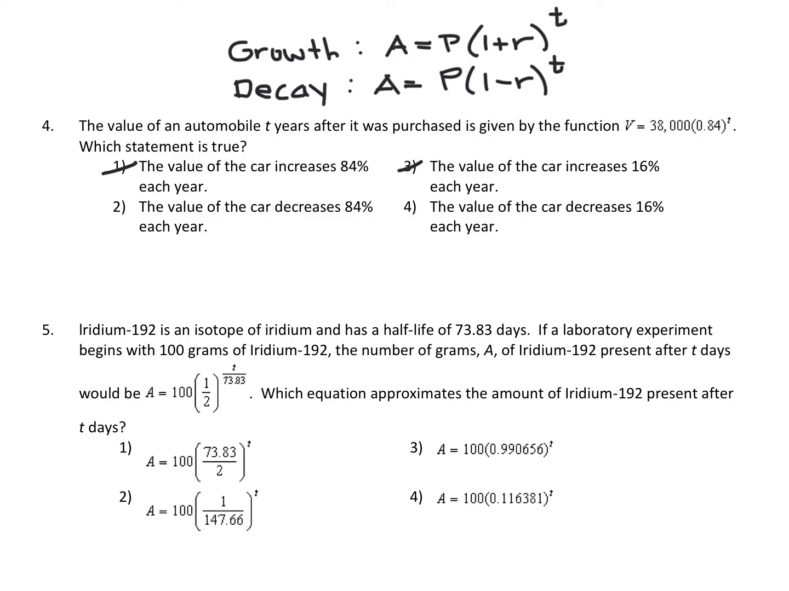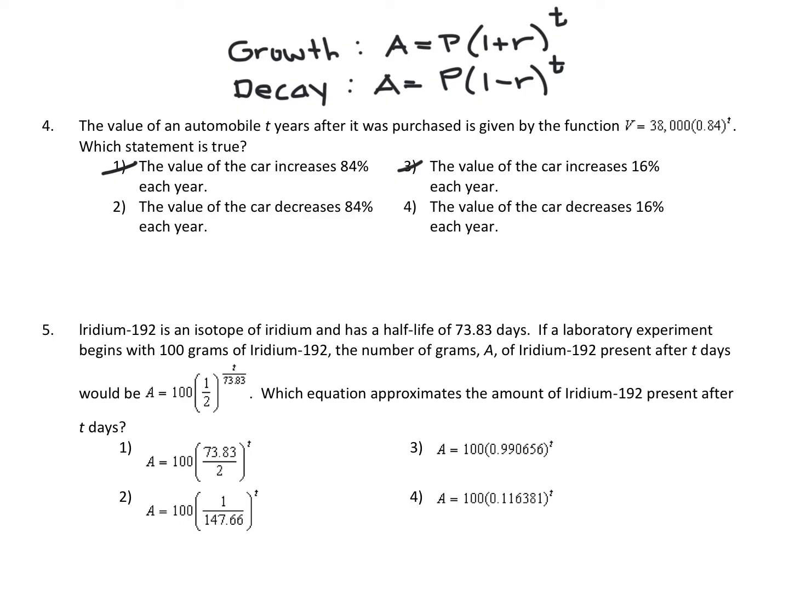Now, the difference between choice 2 and 4 is choice 2 says the value of the car decreases 84% each year, and choice 4 says the value of the car decreases 16% each year. Well, whatever R is, that's the rate at which it's decreasing. Although they have a 0.84 in the parentheses, that is not the rate at which it's decreasing.